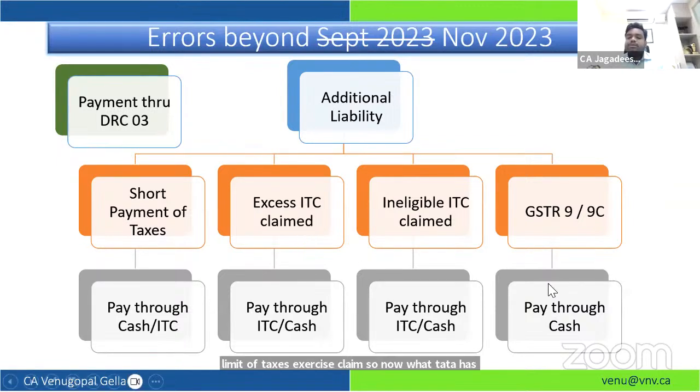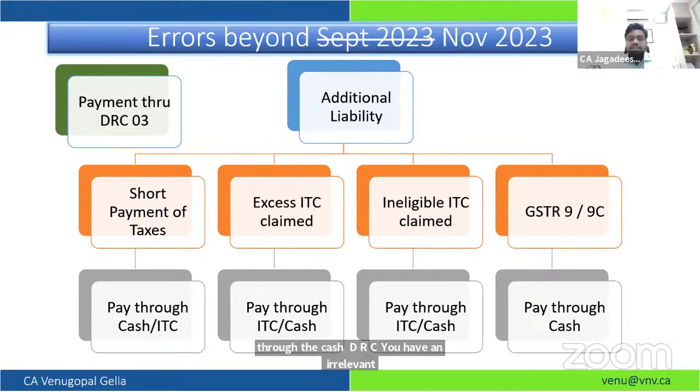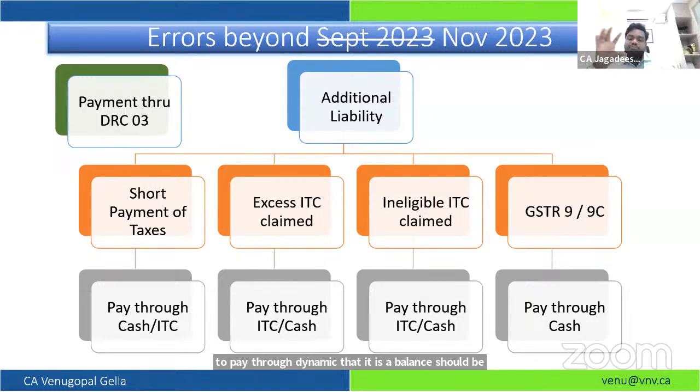Now you pay the liability through DRC-03, and please note that you should pay through cash. Unless you have an ITC balance as on 31st March 2023, and that ITC balance is more than the liability you are required to pay now through DRC-03, and the same balance is carried forward from 31st March 23 till the date of reversal. Otherwise, you don't use ITC to pay the DRC-03.